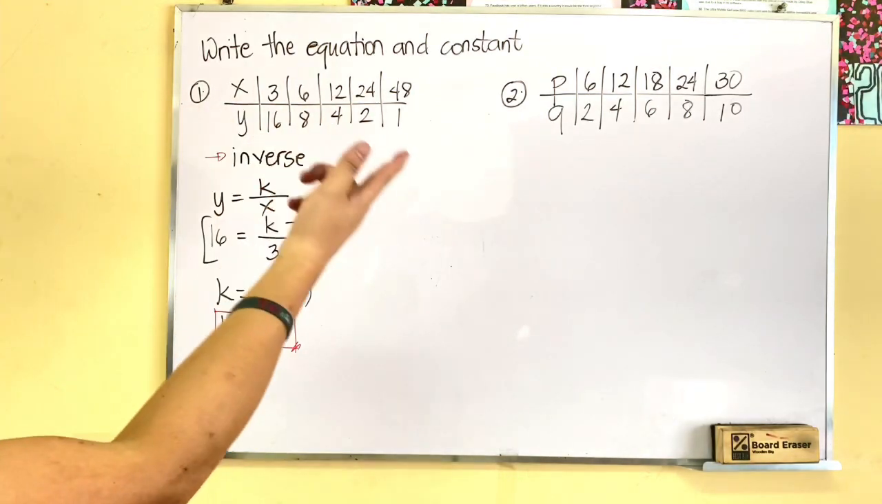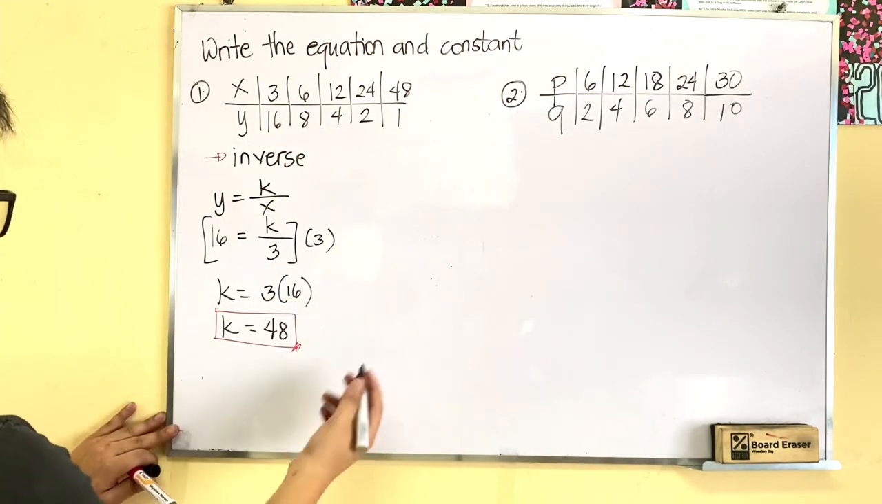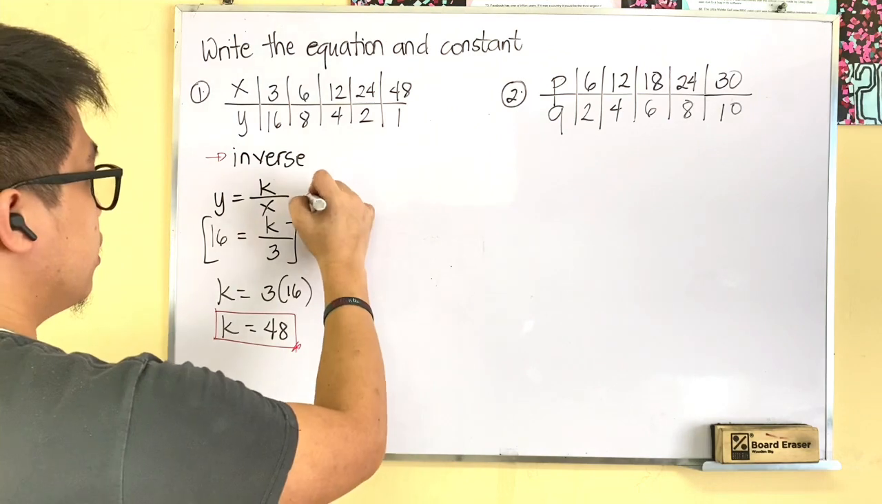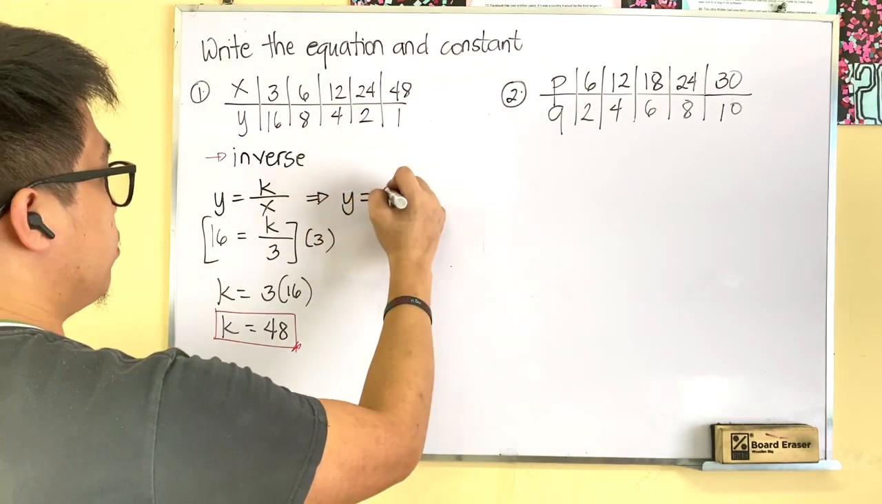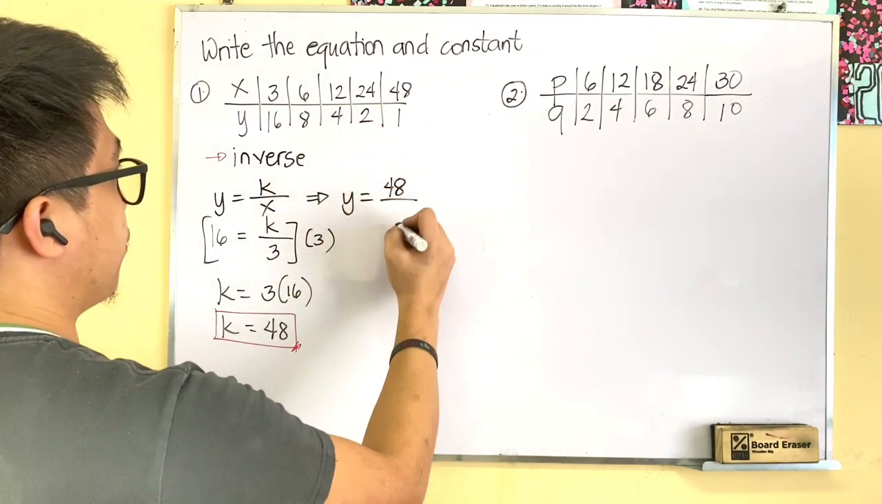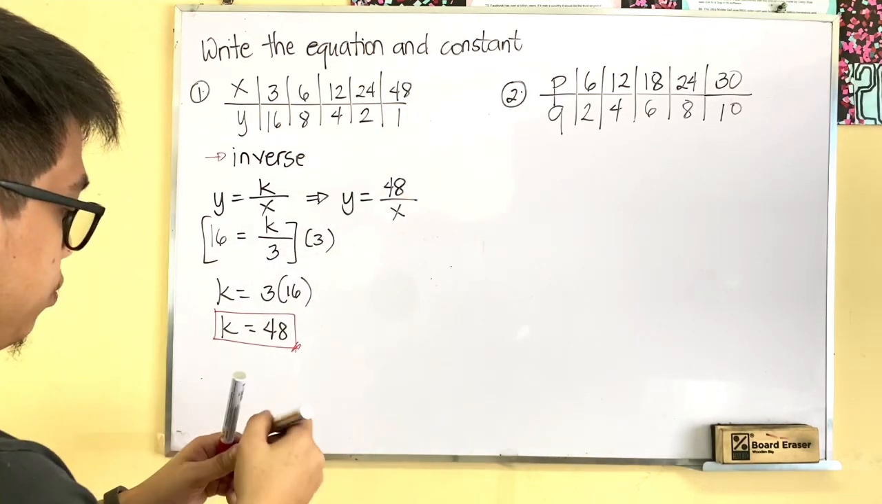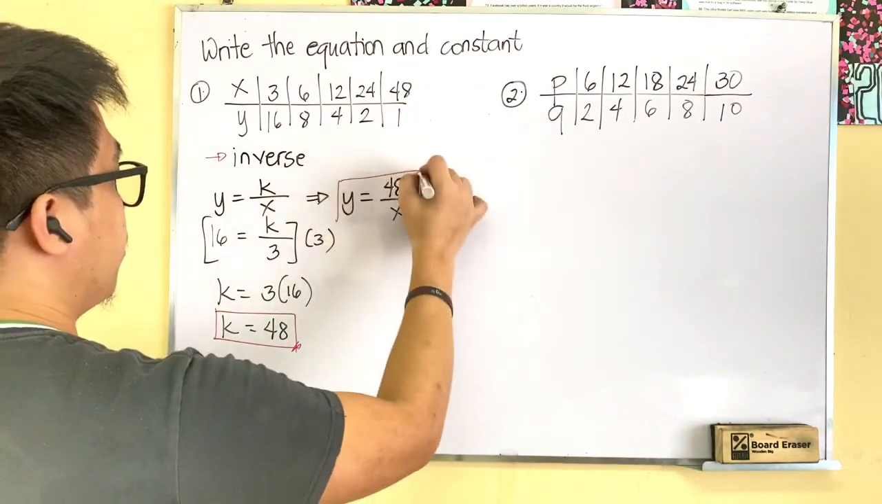And what will be our equation now? So substituting the value of k from here, magiging y is equal to 48 over x. So this will be now our equation.